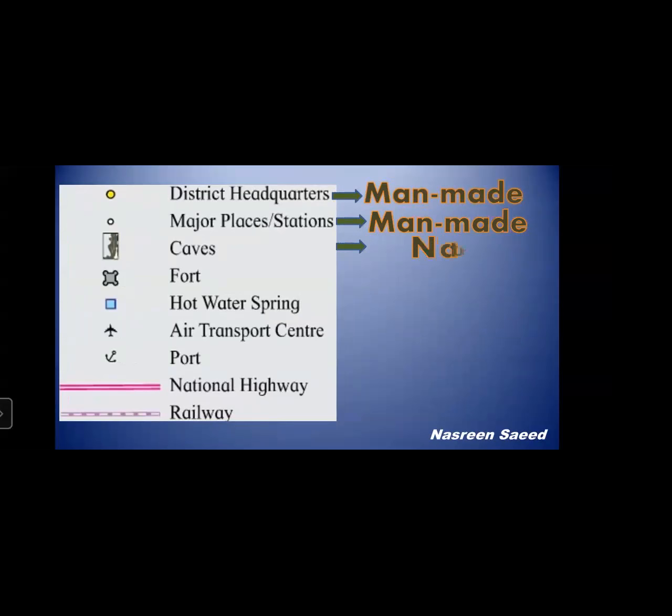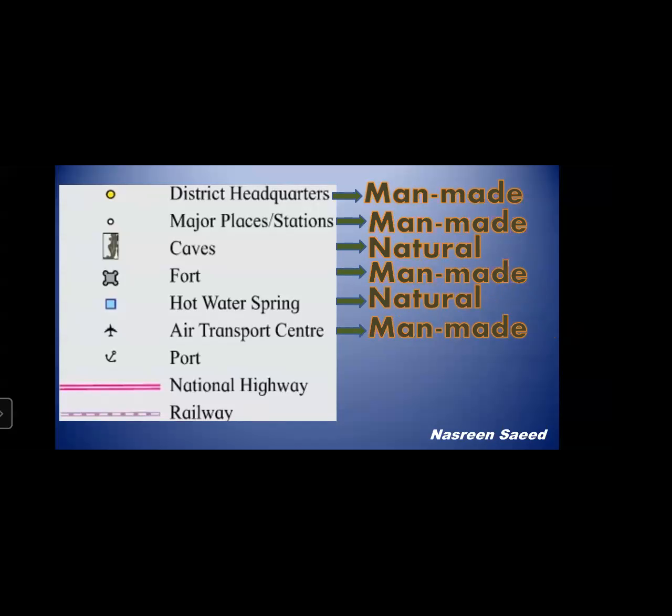Caves are natural, which are formed in the mountains. Forts: is a fort natural? No, it is made by man. It is man-made. Then hot water spring. Hot water spring is natural. It cannot be made by man. Then air transport center, that is your airports. They are made by man. Ports. Ports are man-made.